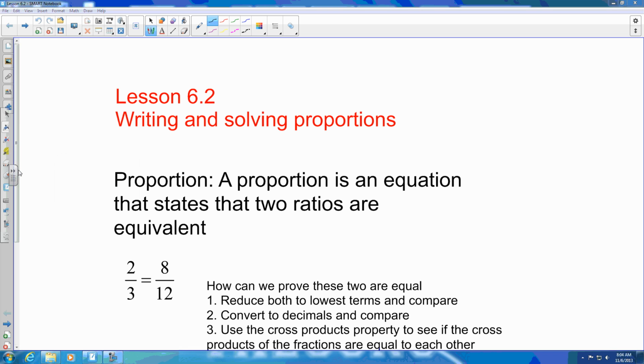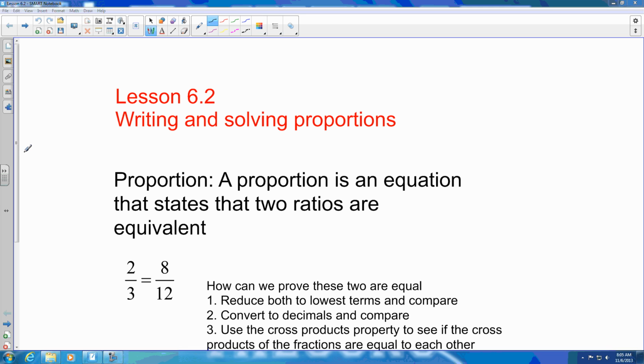Okay. We are in section 6.2, where we are going to be writing and solving proportions. Remember, we talked about proportions. A proportion is an equation that states that two ratios are equivalent. So, if we have two ratios, that means that we have two equal fractions.